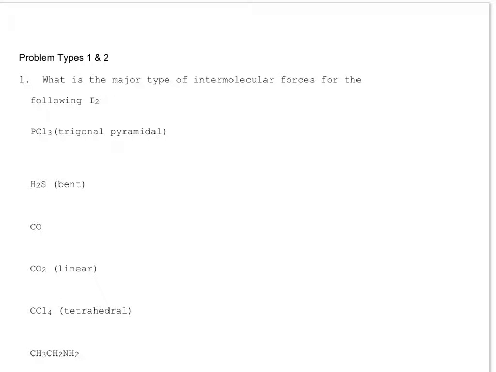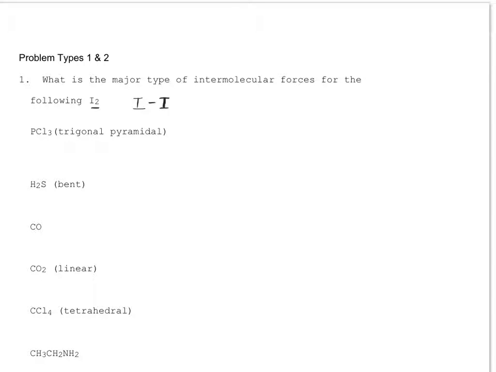In this video, we are to identify the major type of intermolecular force for the following molecules. So let's go ahead and do iodine first. When we're trying to identify the major intermolecular force, we first start off by drawing the Lewis structure.